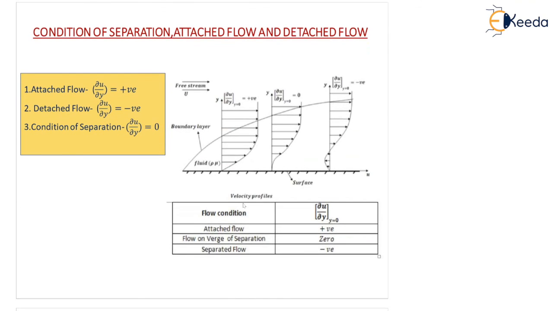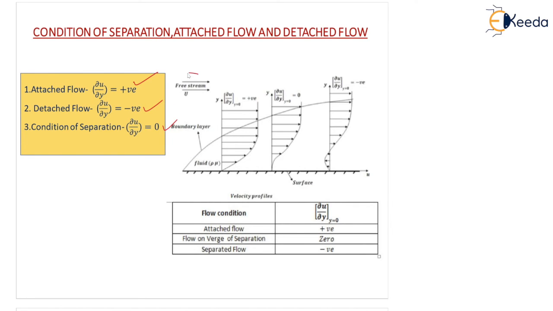Condition of separation, attached flow and detached flow. We have already discussed the value of velocity gradient du by dy. du by dy is positive when you are having the attached flow, but pressure gradient is negative. That is what we have seen. In the detached flow, du by dy is negative, and in the condition of separation, we are having du by dy equal to 0. So whatever we have seen in the last diagram is written in one box here.